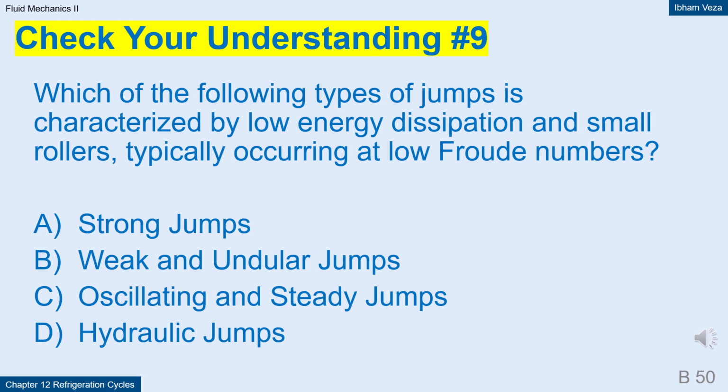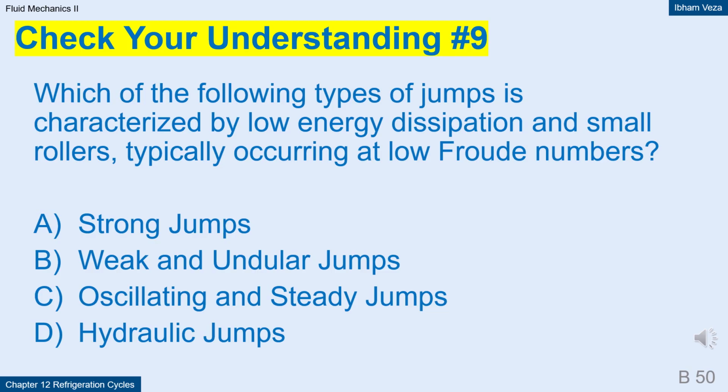Answer B. Weak and undular jumps. Explanation. A. Strong jumps. This is incorrect because strong jumps are characterized by high energy dissipation and turbulence, which is opposite to the description of low energy dissipation in the question. B. Weak and undular jumps. This is the correct answer, as weak and undular jumps are described as having low energy dissipation and small rollers, typically occurring at low Froude numbers.